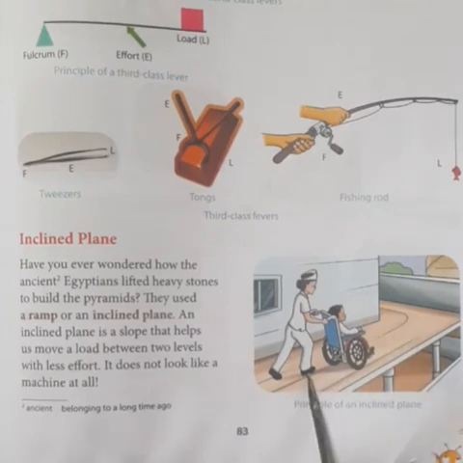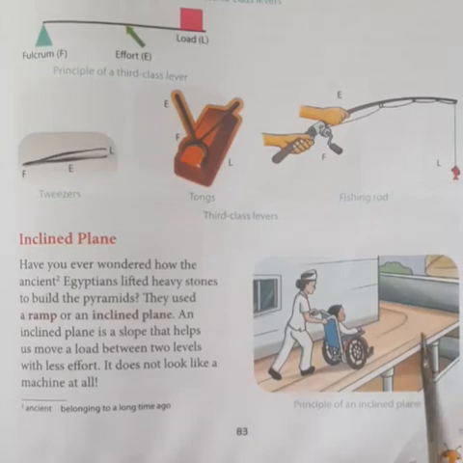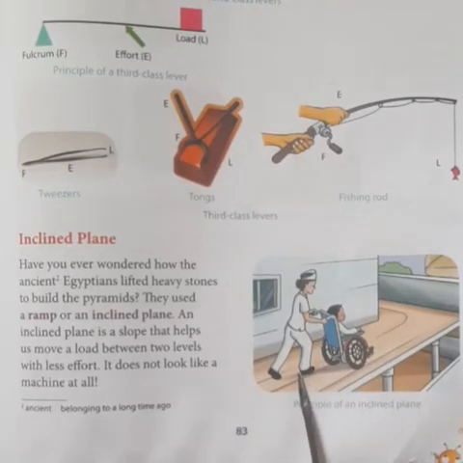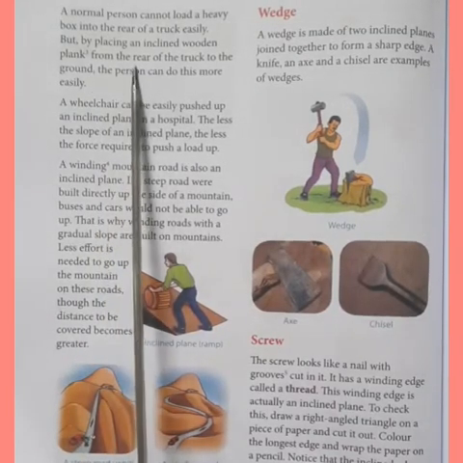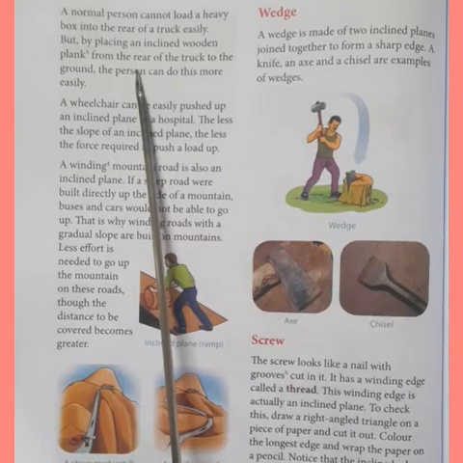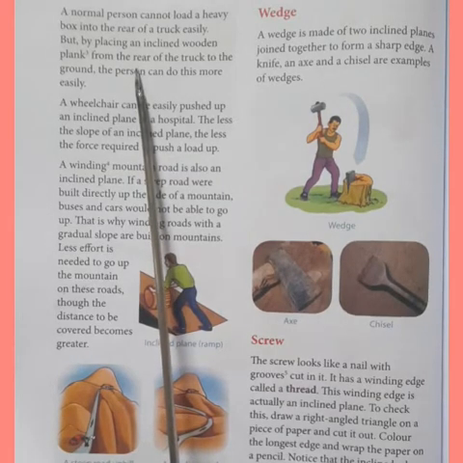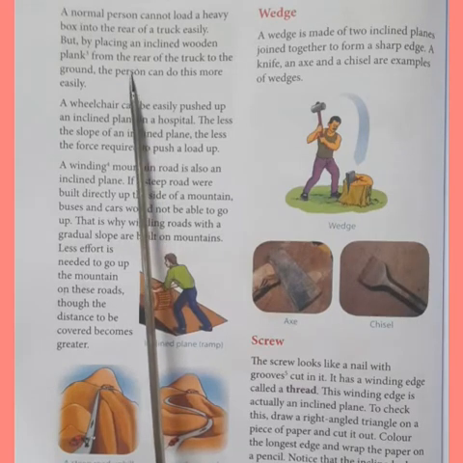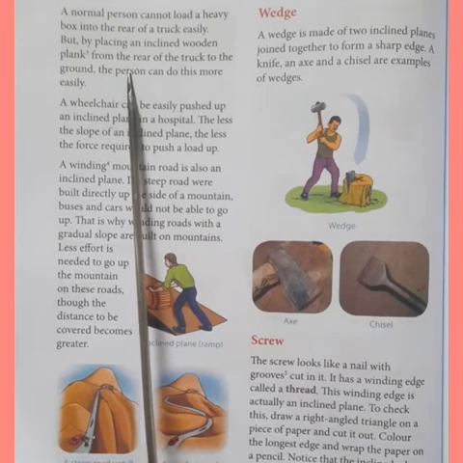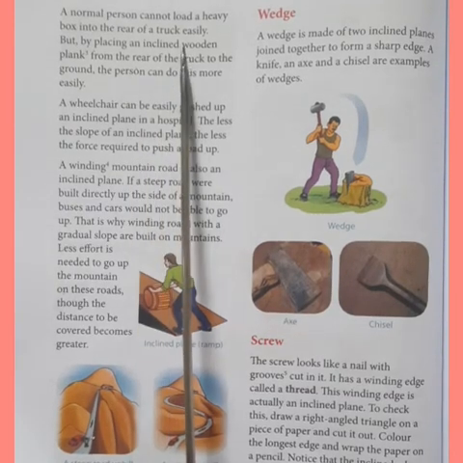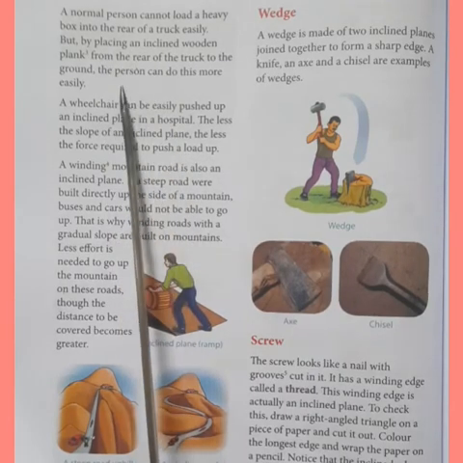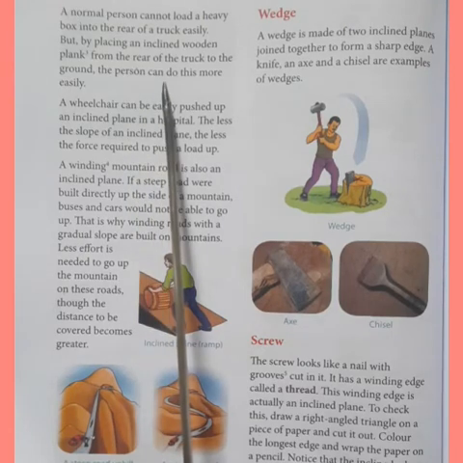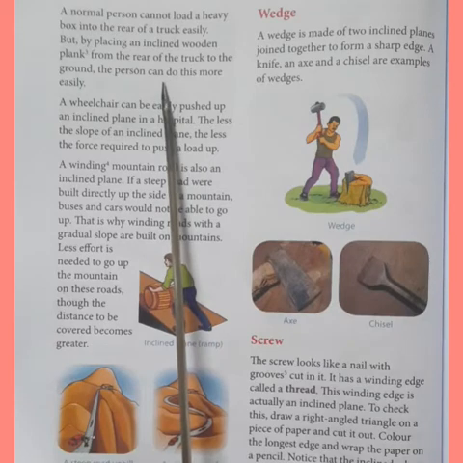Actually, this ramp is a slope that helps us move a load between two levels with less effort. We have many examples of inclined plane. A normal person, if he wants to load a heavy box into his lorry, what does he do? He will keep an inclined wooden plank by the side which touches the ground and the rear of the truck, so that he can easily walk through that inclined wooden plank and load the heavy box into the rear of the truck.